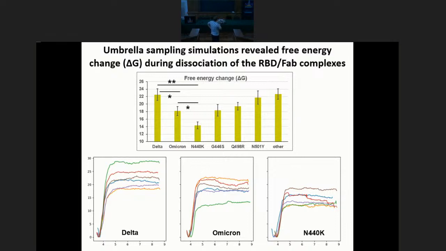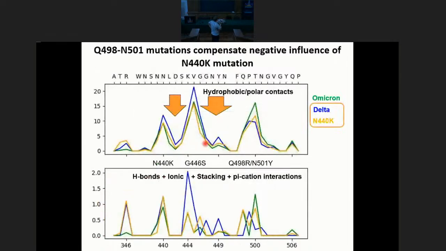To explain why this mutation is so drastic, why it disrupts the complex, they analyzed the contacts in our long molecular dynamics trajectory. When they compared the structures of Delta with this individual point mutant, they observed a lower number of contacts in the part of this mutation, in this part of the structure.